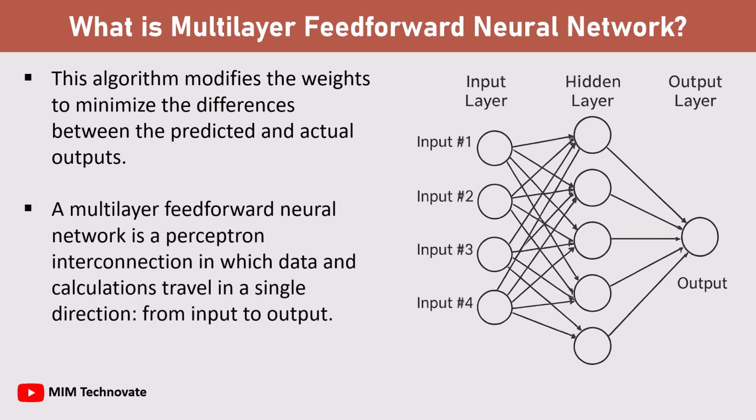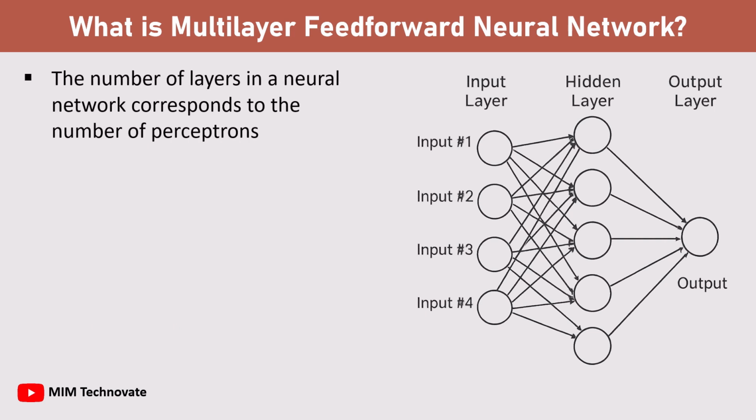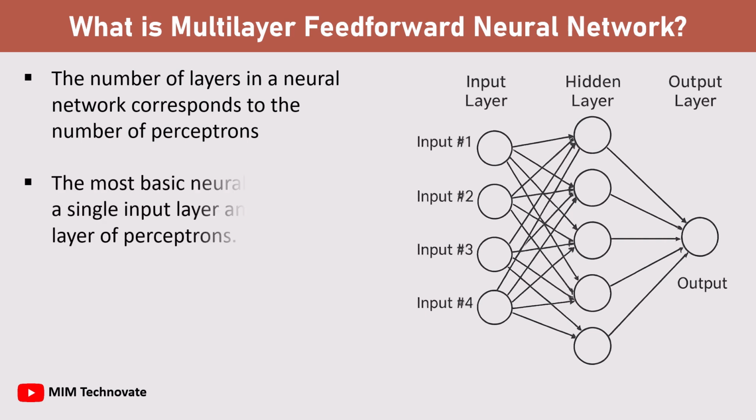A multilayer feed-forward neural network is a perceptron interconnection in which data and calculations travel in a single direction, from input to output. The number of layers in a neural network corresponds to the number of perceptrons. The most basic neural network has a single input layer and an output layer of perceptrons.